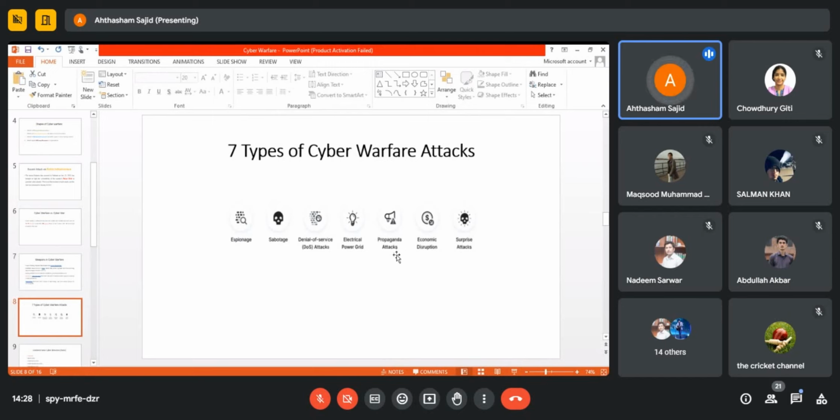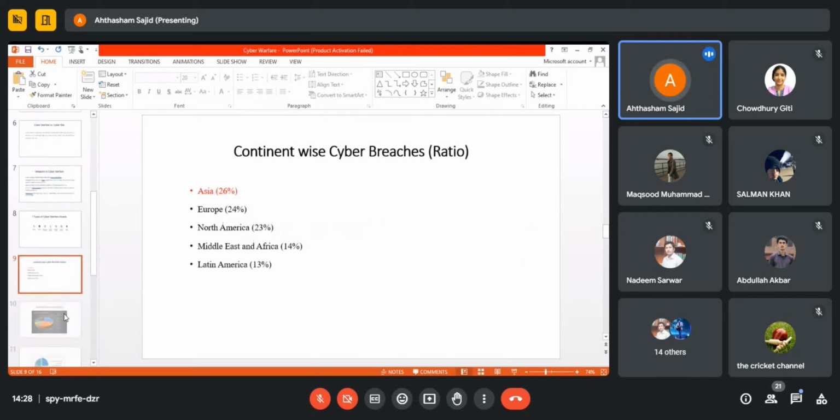Then we have a propaganda attack over the social media. Then we have economic disruption in case a financial infrastructure is damaged. And then we have a surprise attack. So it could be any of the following forms of attack under cyber warfare.